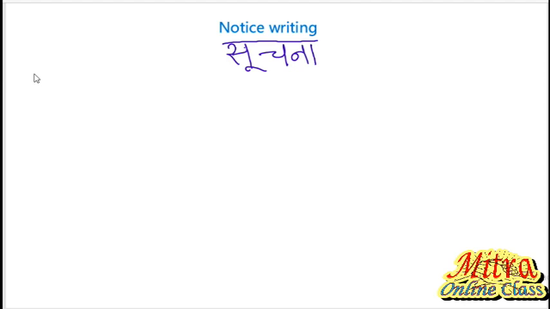Namaskar, in this session we are going to see notice writing for Grade 10 board exams, Central Board exams, Course B, Hindi grammar, written part. What is notice writing?